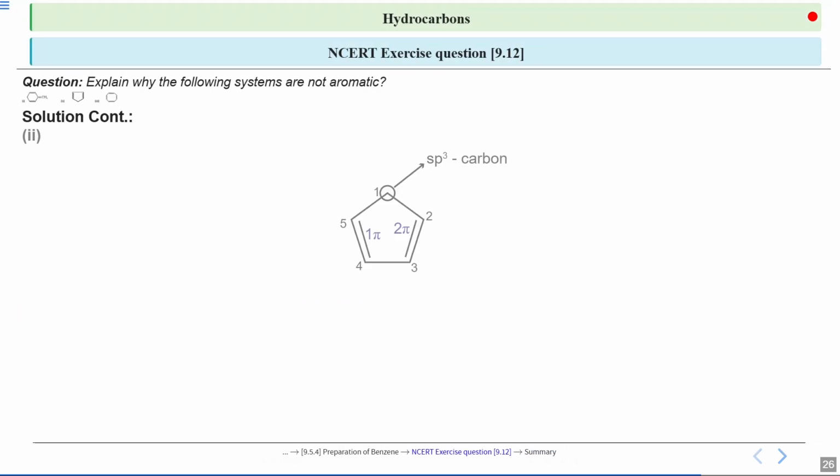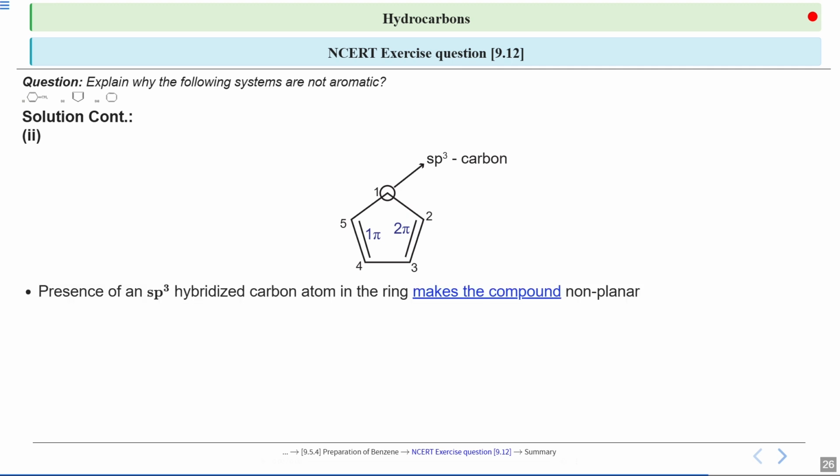next what we have? Next we have this 5-membered ring where there are 2 pi bonds. Take a look at the structure. We will break down its features to see why it doesn't qualify as aromatic. Pay attention to the type of atoms and bonds present in the ring. Notice the ring contains a carbon atom that is sp3 hybridized. In simpler terms, the sp3 carbon has 4 single bonds and it is not flat like the rest of the ring. This disrupts the planarity or flatness of the molecule, which is essential for aromaticity. So, the presence of this sp3 carbon makes the whole ring non-planar.